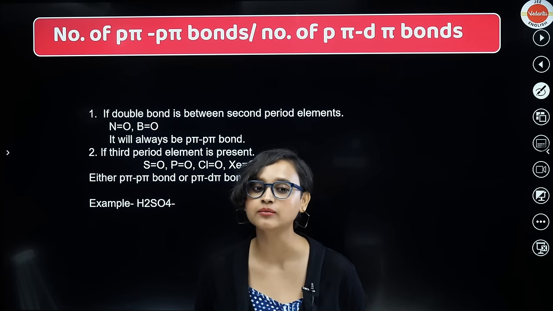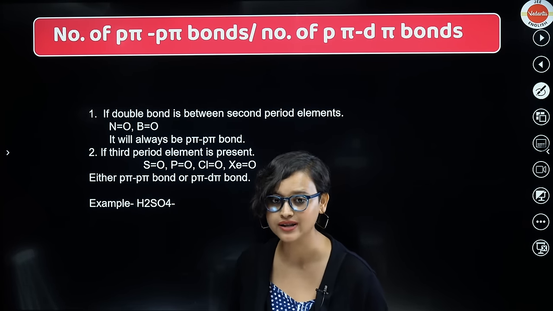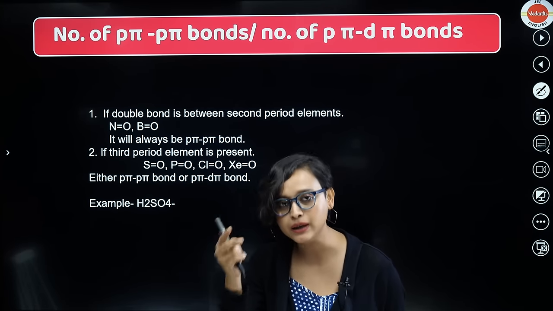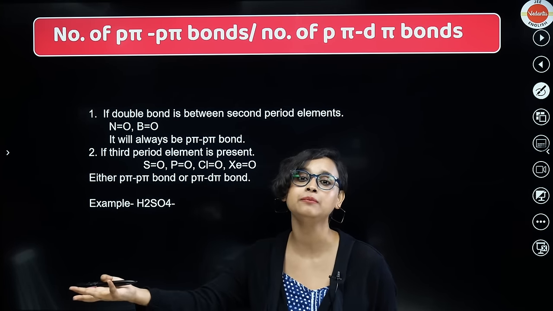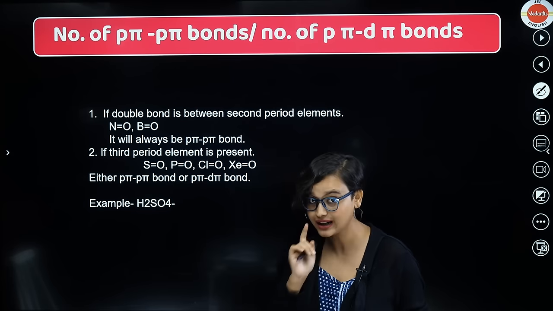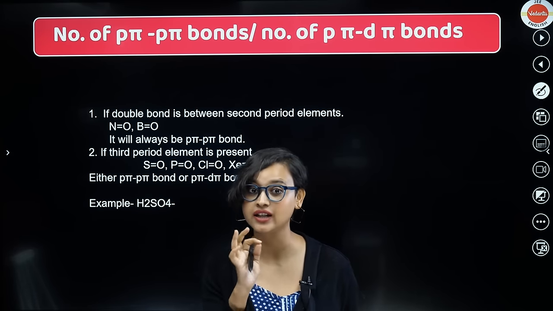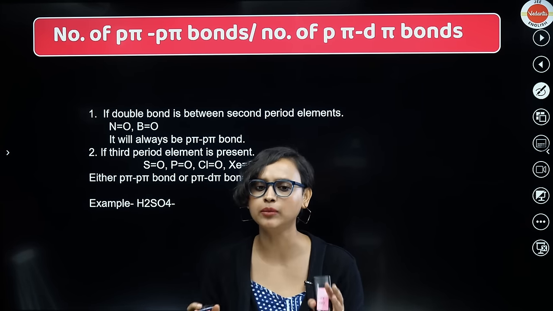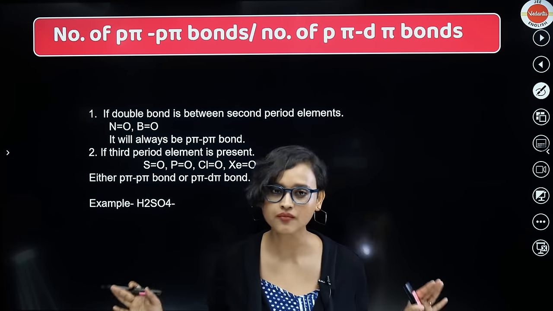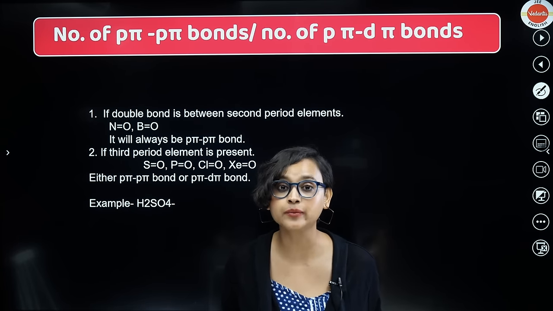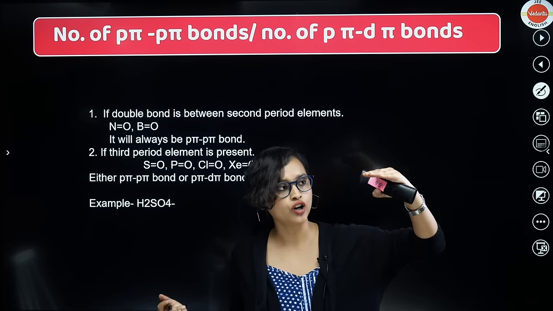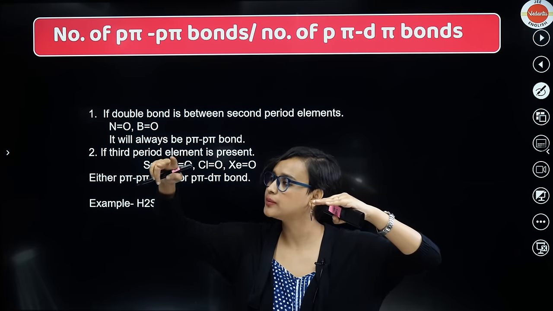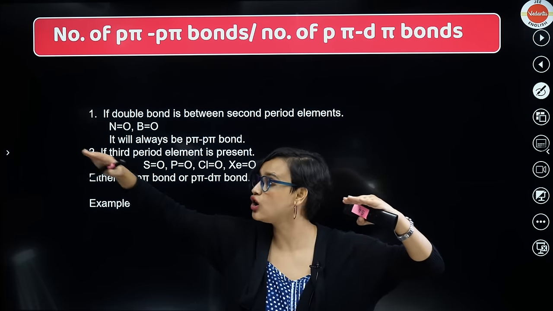Now in the exam, you get something called the number of p pi bonds and the number of p pi d pi bonds. When there is a p pi bond and when there is a p pi d pi bond, you might have to find that out. That comes in the exam, especially in your JEE Mains and JEE Advanced. So understand this, how will you find out? Number one, if there is a double bond between second period elements. You know the second period elements: lithium, then beryllium, boron, carbon, nitrogen, oxygen, fluorine. These are all second period.